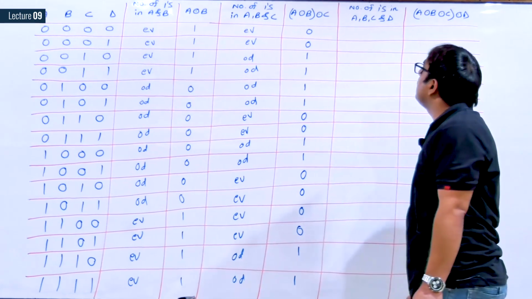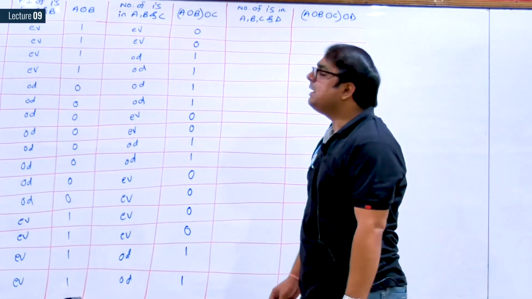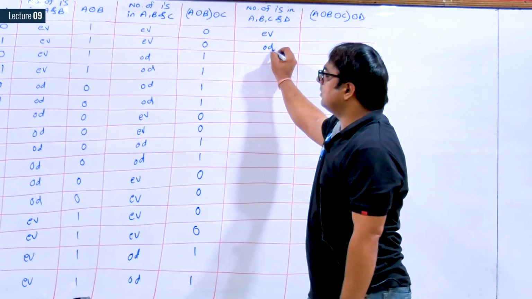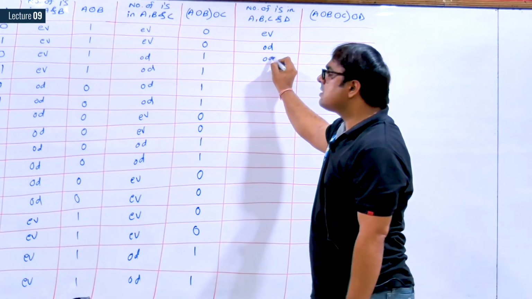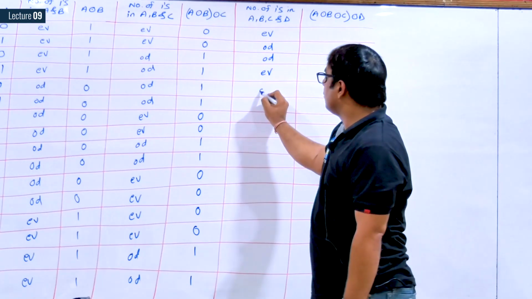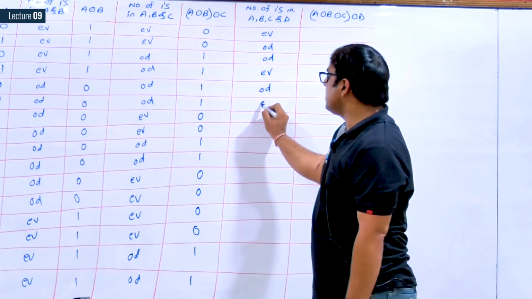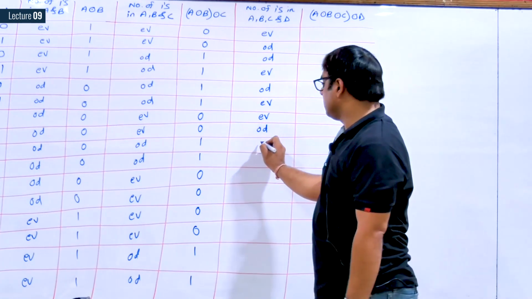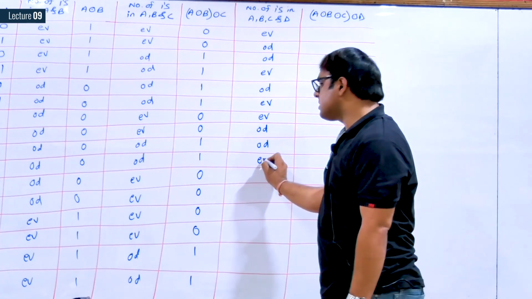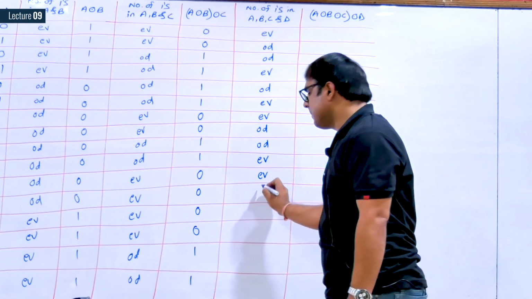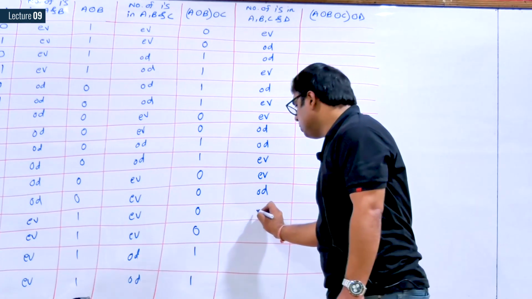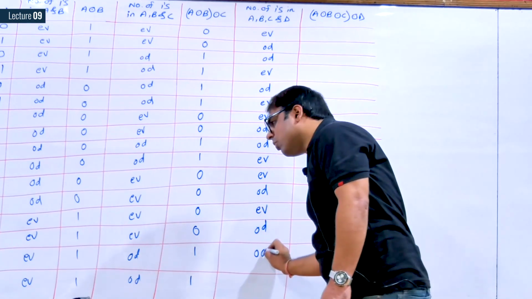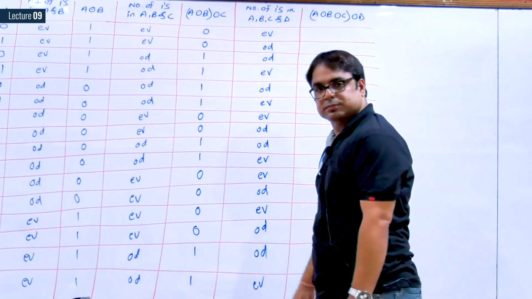Now, the final one, you have to check the number of ones in A, B, C, and D. So, even, 1, that is odd, 2 is even, 1 is odd, 2 is even, 3 is odd, 1 is odd, 2 is even, 3 is odd, 4 is even.